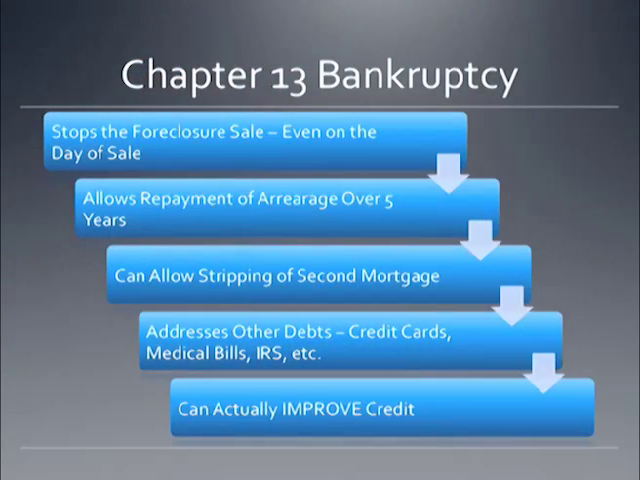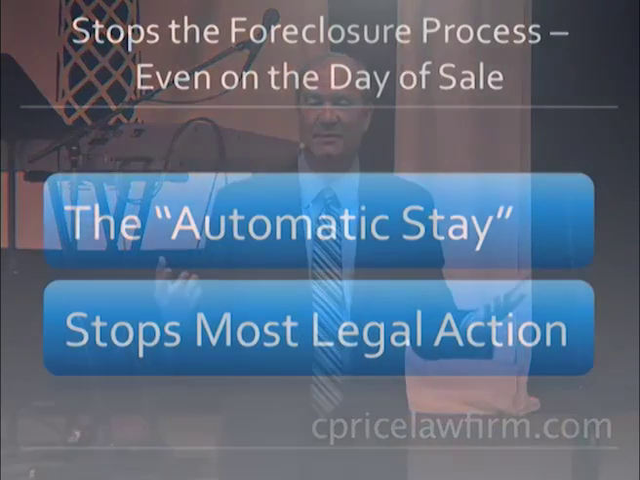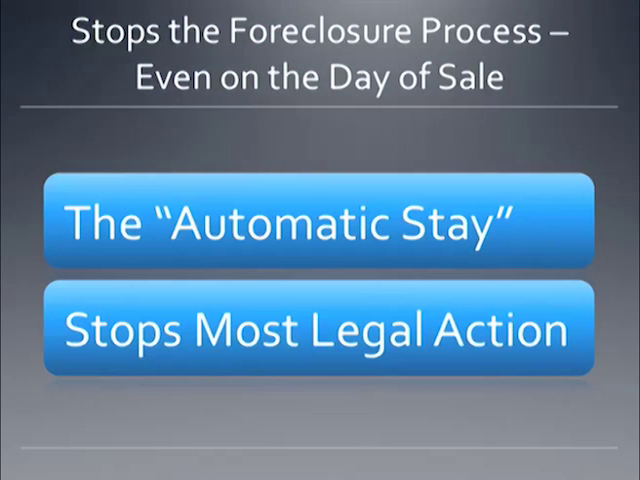It allows repayment of the arrearage over 5 years. Let's flip to the next slide. Okay, the automatic stay, that's what stops it. It's an injunction that stops any kind of collection activity, including foreclosure sales, the moment it's filed. All right? 10:55, I file it. 11 o'clock, you have the sale, doesn't happen. Okay, so it will stop it immediately.